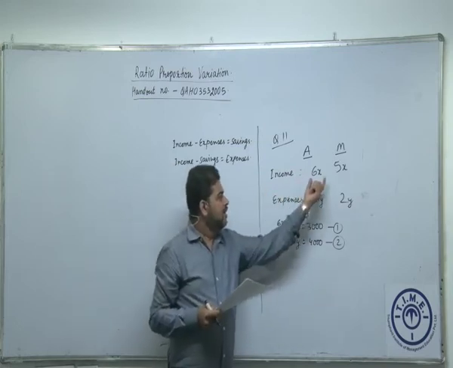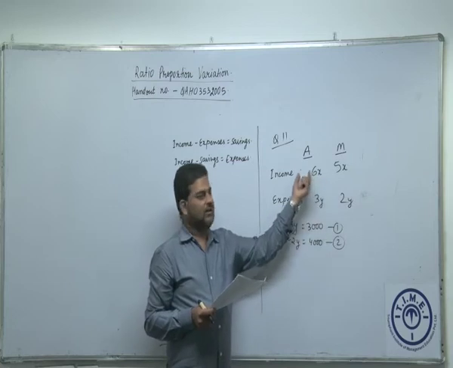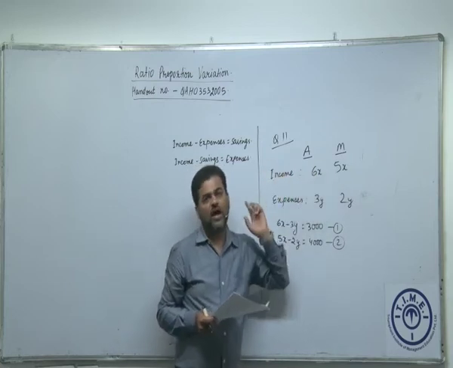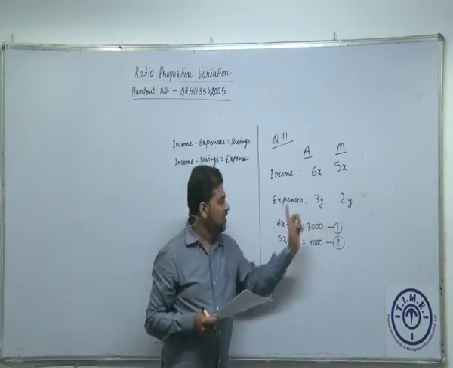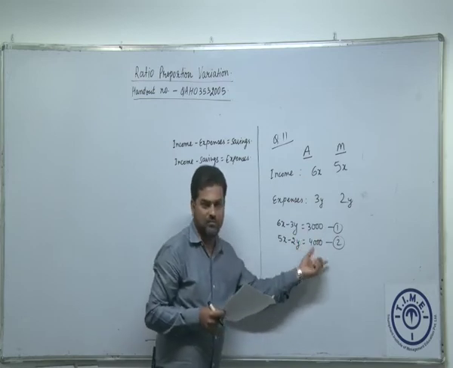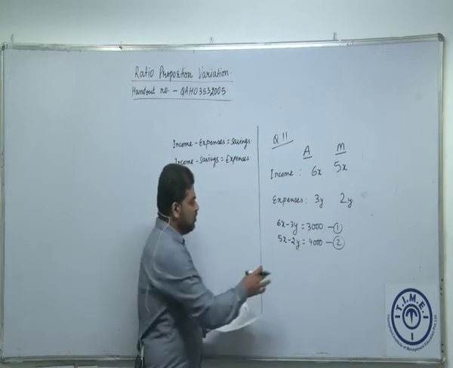So it is not needed to be specified here that this is the ratio of annual income. We can safely take this as the ratio of annual income. The ratio of annual expenses and 3,000 and 4,000 are already given. These are annual savings only. Okay, fine. So this is one way of doing it.